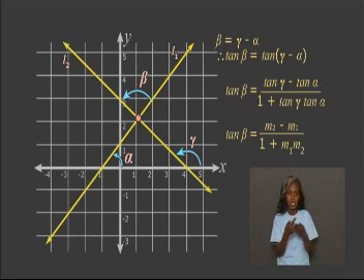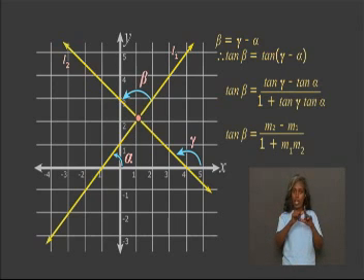Since we know that the tangent of an angle is equal to the slope of the line, our equation to find angle beta becomes (m2 minus m1) over (1 plus the product of m1 and m2). Students, please use this equation to find the tangent of the angle between these two lines.